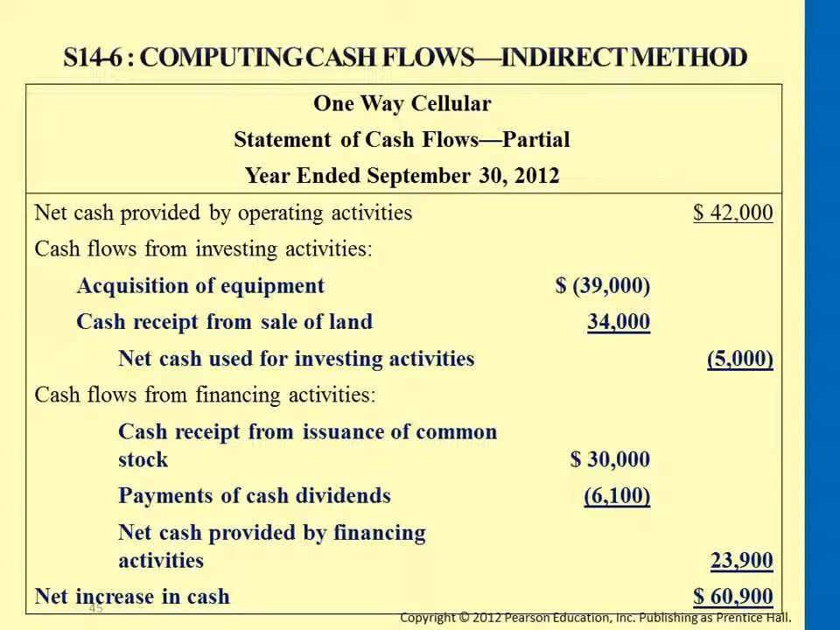So overall net increase in cash is $60,900, and then after this, usually there will be one line of last year's cash balance. Add to $60,900, that will give you this year's cash balance. Okay, so this usually is not the end of the cash flow statement. This is just the overall effect.